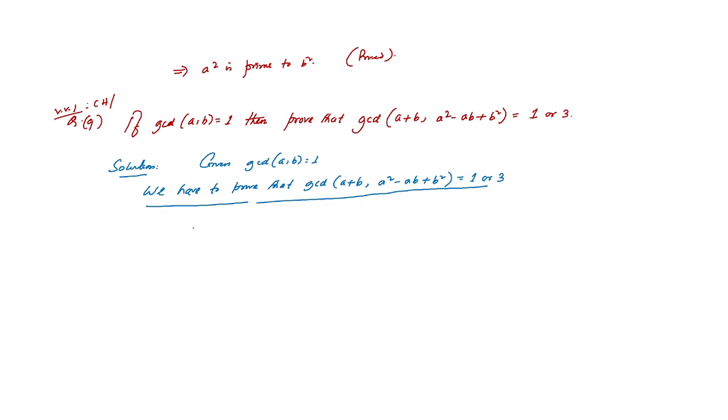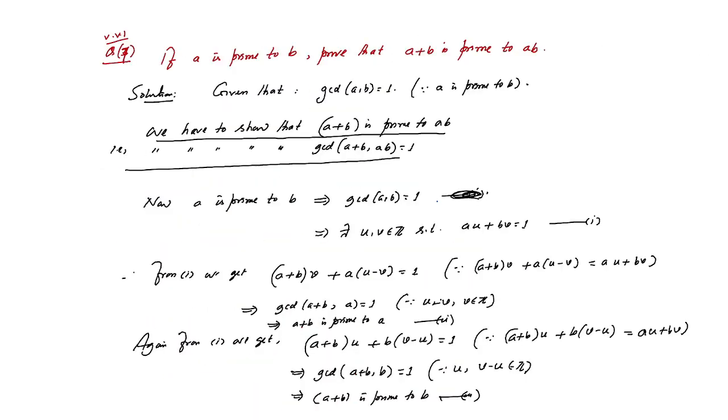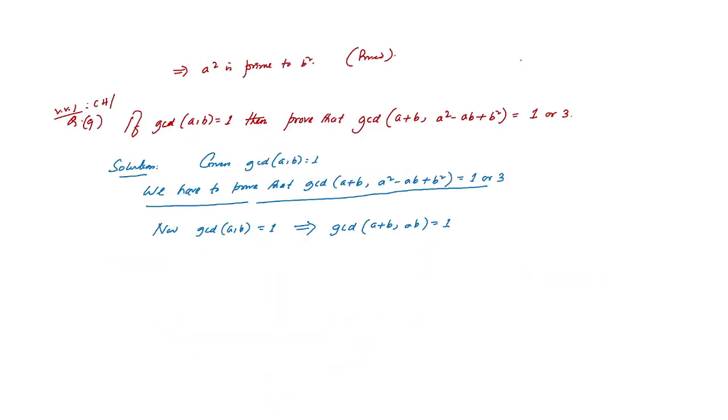So now, what we know: if A is prime to B, that means GCD of A, B equals 1. That implies GCD of A plus B comma AB equals 1. That means A plus B is prime to AB. That we have proved earlier in this problem. If A is prime to B, then A plus B is prime to AB. That means if GCD of A, B equals 1, GCD of A plus B comma AB equals 1.